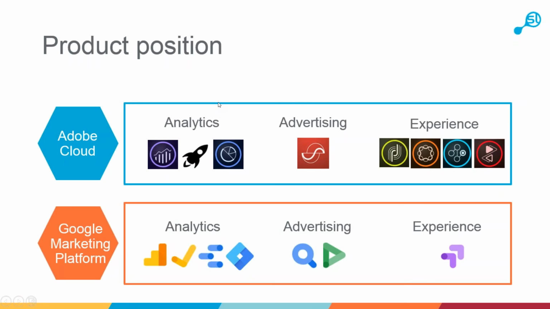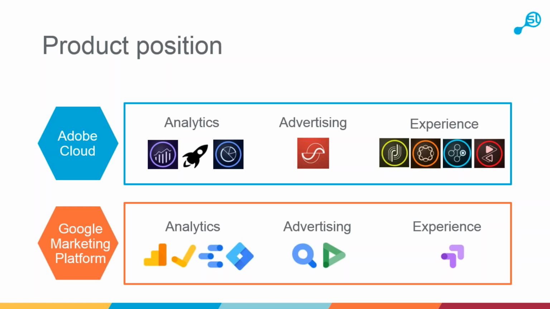Thank you, Ian. Okay, so let's talk about the product positioning first, and then we'll get into some of the fundamental differences. So ultimately, these two products, whether we're talking about the Adobe Cloud or the Google Marketing Platform, are positioned slightly differently, and the clue really is in some of the names of these things.